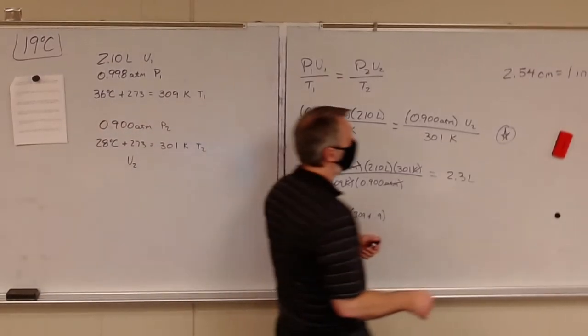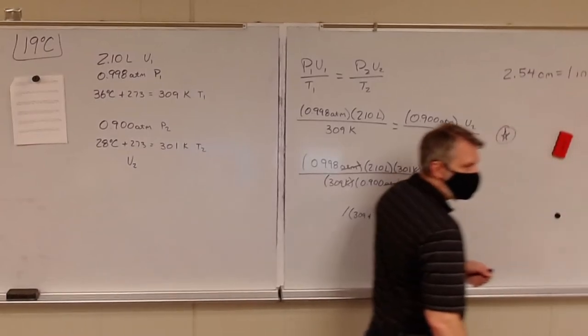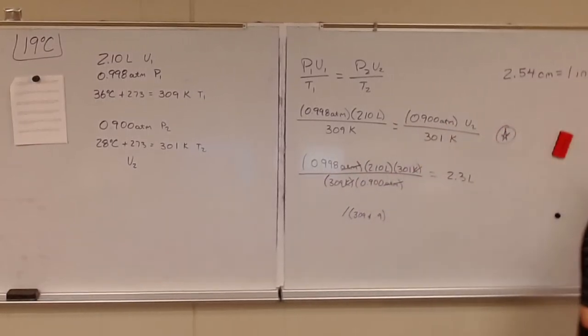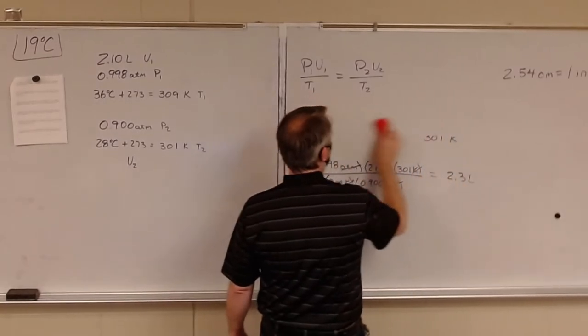I'm going to introduce the ideal gas law. How can you have 0 degrees Celsius? What's 0 degrees Celsius? 273 Kelvin. What happens at 0 degrees Celsius? Yeah, water freezes, right?